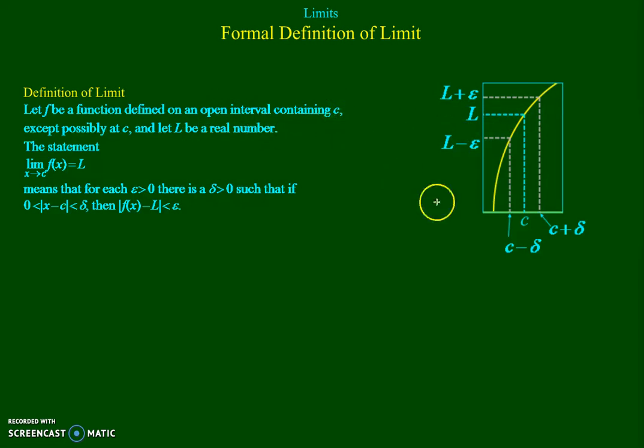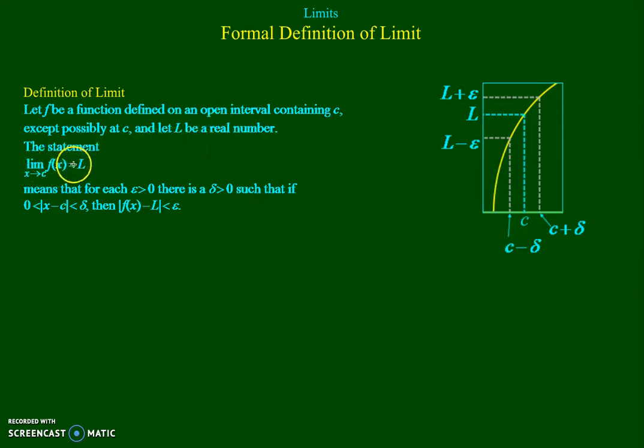And containing c means there's some c value where the function is either defined or undefined, but the interval that we're evaluating this limit across contains that c value. And this except possibly at c means the function doesn't necessarily have to be defined at c. In fact, that's at the heart of the concept of limit, because in limits we're not dealing with what the function is at that c value. We're dealing with what the function is approaching at that c value. And L being a real number, c and L both being real numbers.